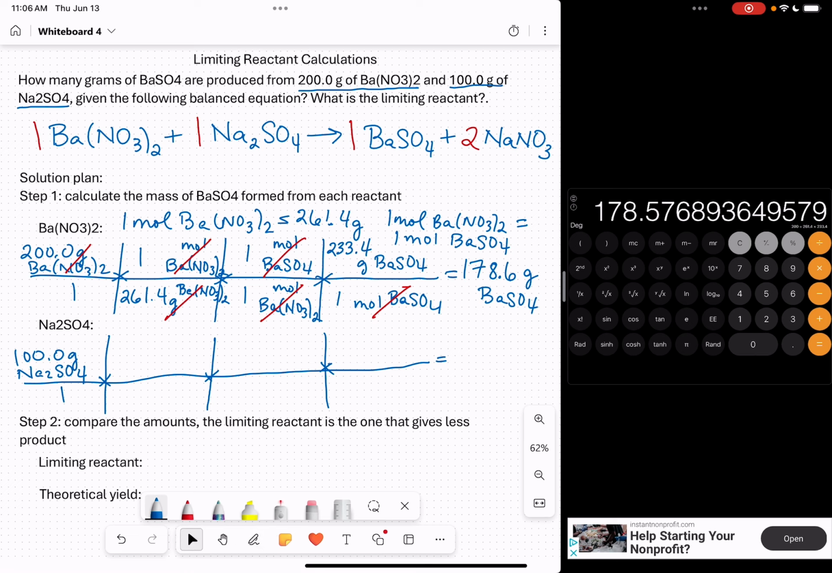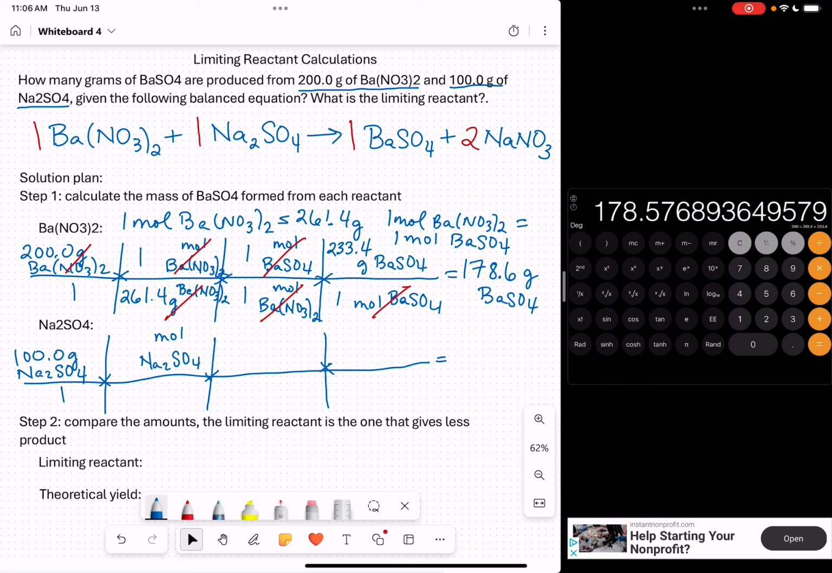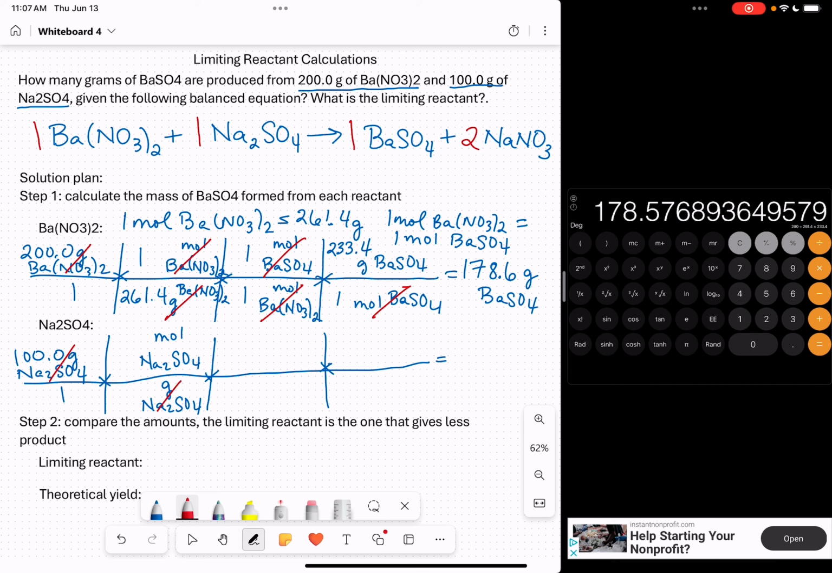Just like above, I need to change to moles of sodium sulfate first. So grams is going to be on the bottom because that is going to cancel that way. So grams cancels, I'm left with moles. Then I need to convert moles to moles. So I'm converting to moles of barium sulfate from moles of sodium sulfate. So now moles is going to cancel. And then the last step is identical. So it's grams of barium sulfate over moles of barium sulfate. And now moles of barium sulfate cancels, and I'm left with grams, which is what I'm looking for because the question asks how many grams are produced.